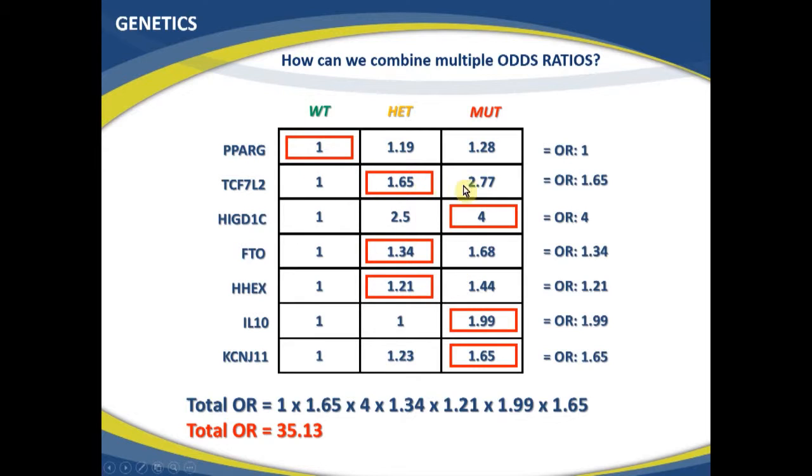So a person that has this genetic type has a 35 times higher risk of developing diabetes than a person with the optimal genetic type, which is here. Some people would assume, why are you multiplying this? Why not add them together? Because it's increased risk by all of them. Multiplying would make the risk a lot higher. Why not add them together?